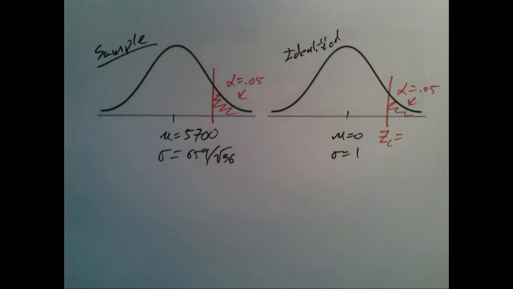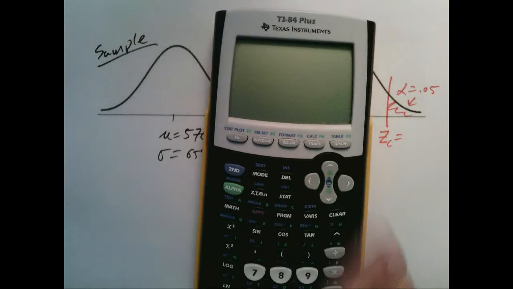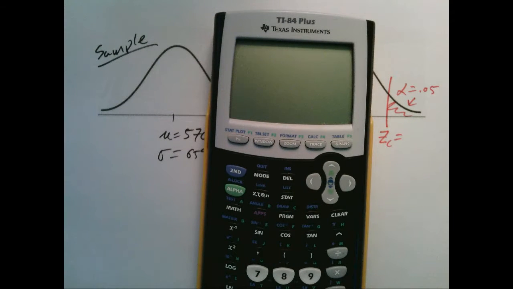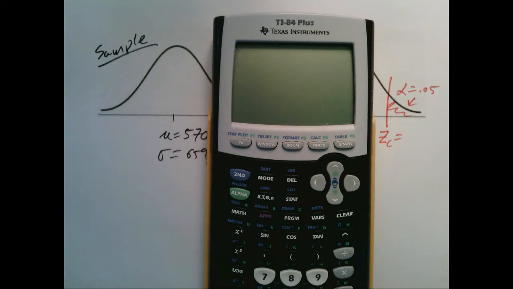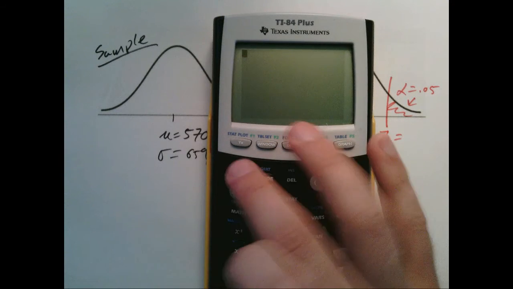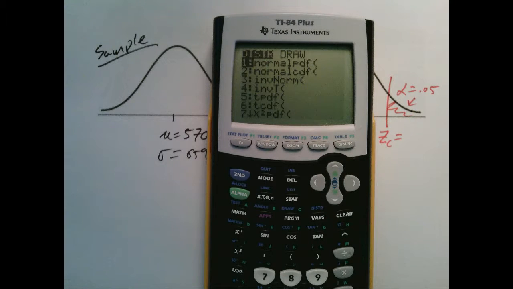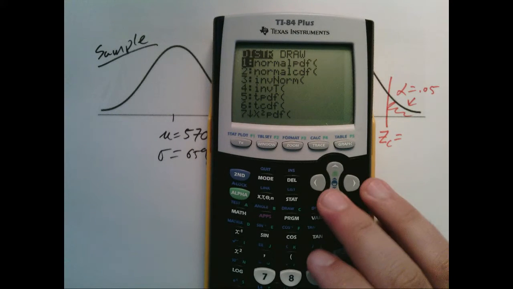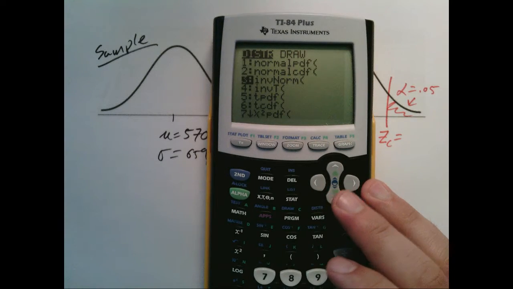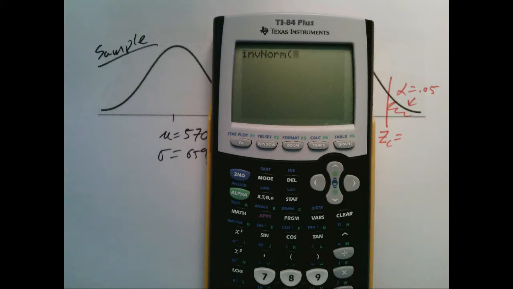Some textbooks give you a list of critical values for known alphas, but let's go ahead and use the calculator for that. Now, we need to find the z-value associated with that area. So that area is what we have over on the right. So we turn our calculator on, we clear whatever we have there, and we go to our distributions. And in distributions, we're using inverse norm. And our inverse norm is for the area that's over there on the right.